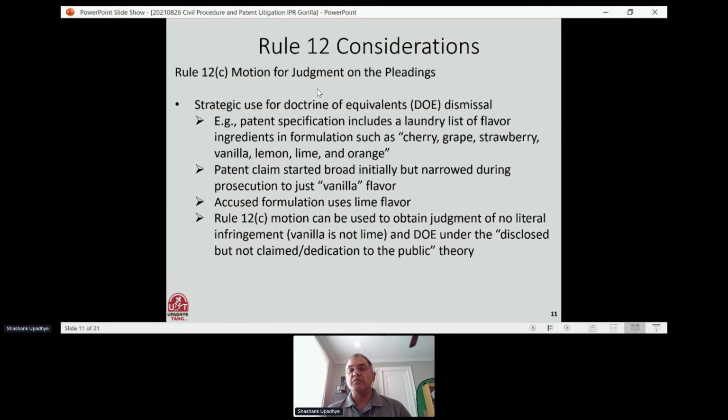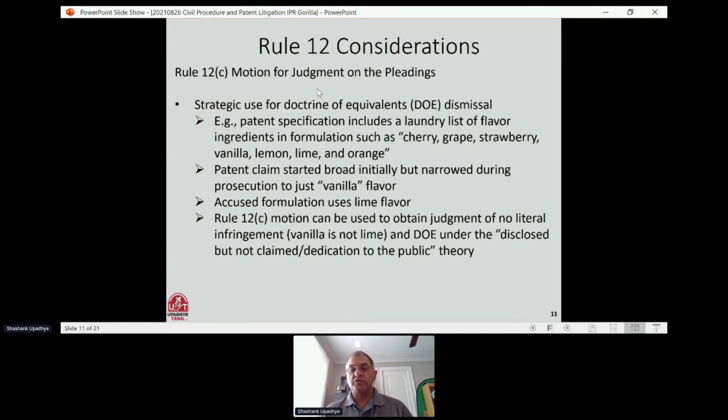You can use a 12(c) motion for judgment on the pleadings, especially on the doctrine of equivalents. So I give an example here. Perhaps your patent specification has a laundry list of flavor ingredients in a formulation, such as cherry, grape, strawberry, vanilla, lime, etc. Your patent claim started broad initially, to all flavorings, but it was narrowed in prosecution to just vanilla. And then the accused formulation uses lime flavor.